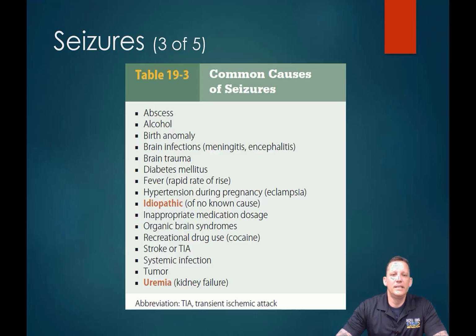Okay, so in this table, 19.3, these are the common causes of seizures. And you can see the one in red there where it says idiopathic. That's of no known cause. And that's usually when we start to say that people have epilepsy, and that's because we just don't know why they have it. We don't have a way to actually treat it. So those people who continually have these seizure episodes will be put on a couple of different medications to help stop that.